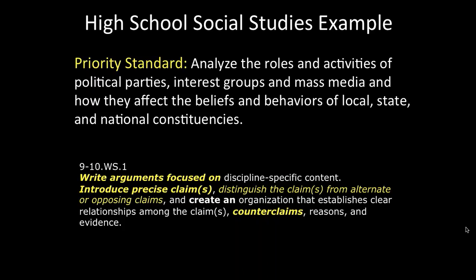So I'm going to walk us through high school social studies and then a couple middle school math examples. You see them on your handout. Here, the priority standard, which actually was from Colorado, the actual standard itself. I'm not sure exactly what standards we're using in Illinois right now, but one thing about the social studies or science standards is we have the reading and writing standards for literacy in history, science, and technical subjects. So the priority standard was to analyze the roles and activities of political parties, interest groups, and mass media, and how they affect the beliefs and behaviors of local, state, and national constituencies. Kind of a hard word to say if you're not concentrating on it.